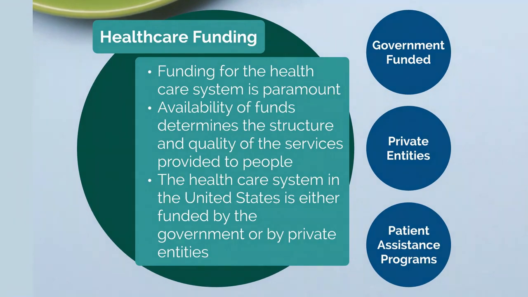Starting with healthcare funding, funding for the healthcare system is paramount. The availability of funds determines the structure as well as the quality of the services provided to people. The healthcare system here in the United States is either funded by the government or by private entities. So we're going to talk about government funded healthcare, private entities, as well as patient assistance programs.